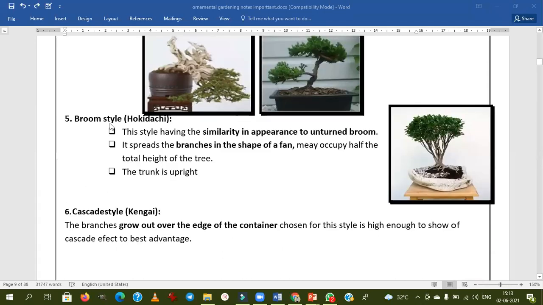Then the broom style. Broom style is like the normal broom which we use in our day-to-day life in houses to clean the floors. It resembles that, the appearance of an upturned broom. The branches are in the shape of a fan.